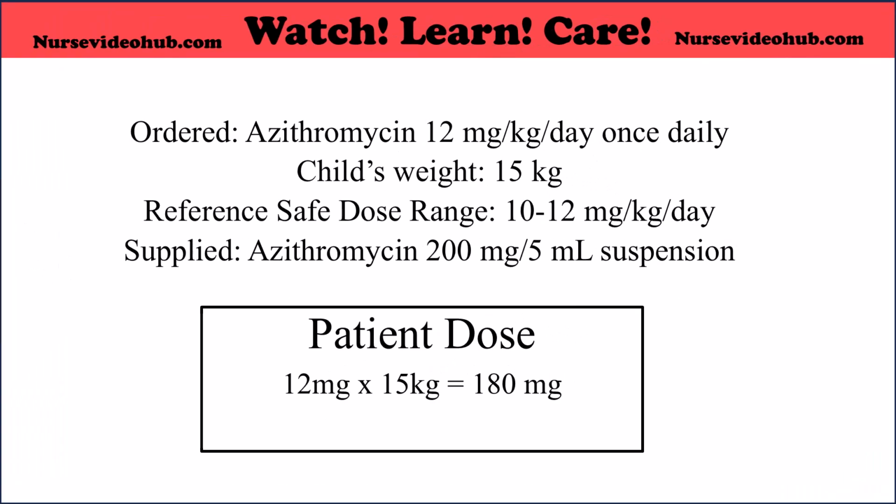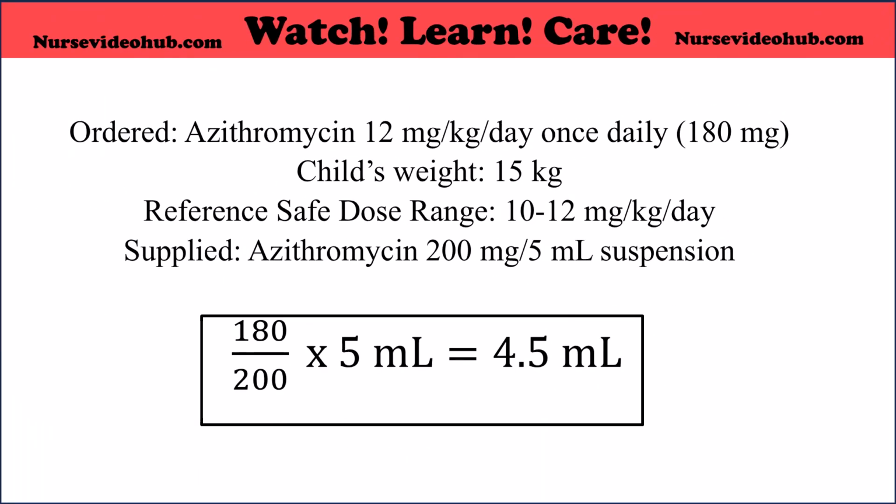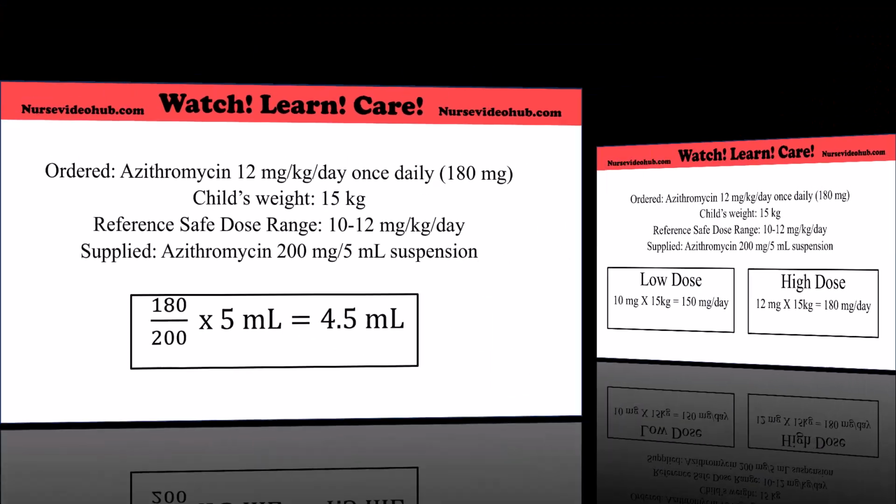First, calculate the patient dose. 12 milligrams times 15 kilograms equals 180 milligrams per dose. Now fill in the formula. The desired is 180 milligrams. The have is 200 milligrams. The quantity is 5 milliliters. 180 divided by 200 times 5 equals 4.5 milliliters of the suspension to administer.